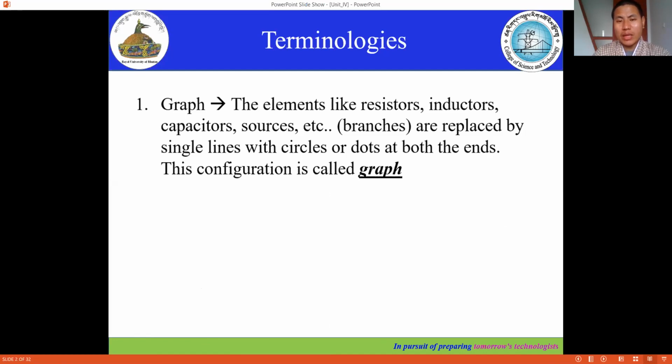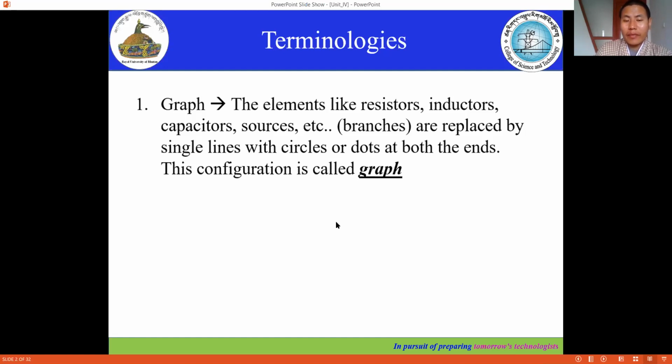The circuit elements, like the resistors, inductors, capacitors, or the sources, which are the circuit branches, are replaced by single lines with circles or dots. These circles and dots are replacements for the nodes at both ends. This way of configuration is called the graph. Okay, let me explain once again.